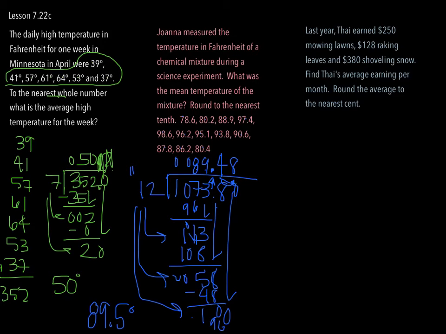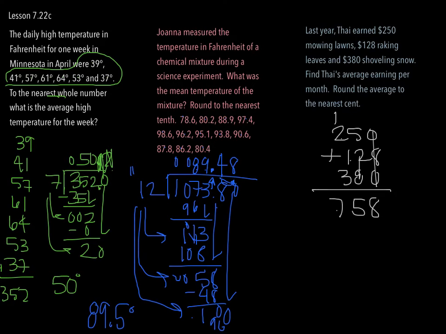All right, finally, we've got Ty earning $250 mowing lawns, $128 raking leaves, and $380 shoveling snow. How much does he earn per month? So we're going to take what he earned, 250 plus 128 plus 380, and add those together. That's going to give me $758 for the year. So how much did he earn per month?